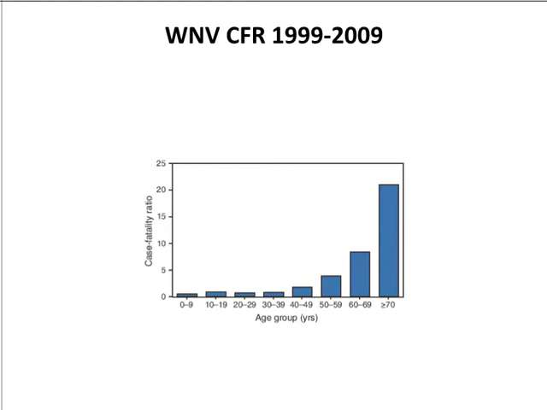The case fatality ratio rises as you get older. So this is a very nice example of how very old individuals are susceptible to fatal disease. So this is death induced by West Nile virus. You see young individuals have no problem with the infection, but in older individuals, starting at 40 and above, the case fatality ratio goes up.